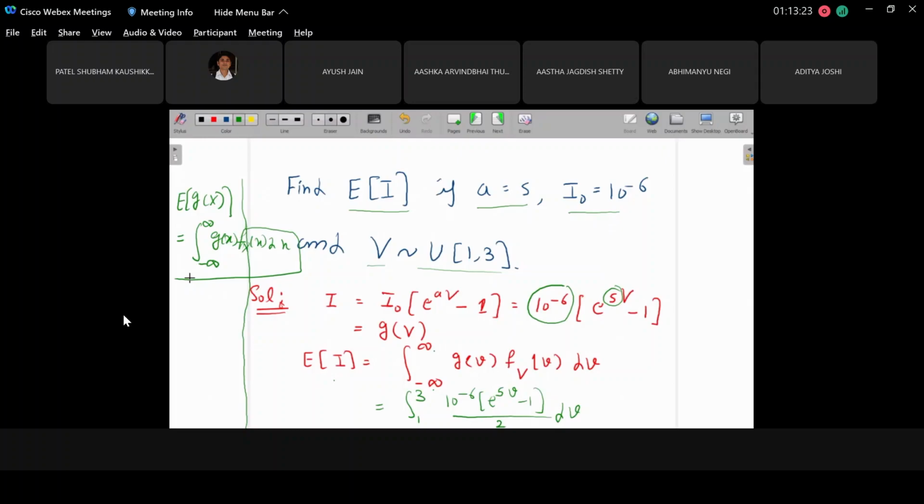Then what is f of x here? What is f of x in this case? f of x is a PDF for the x random variable. So here, f of v is a PDF for the V random variable.